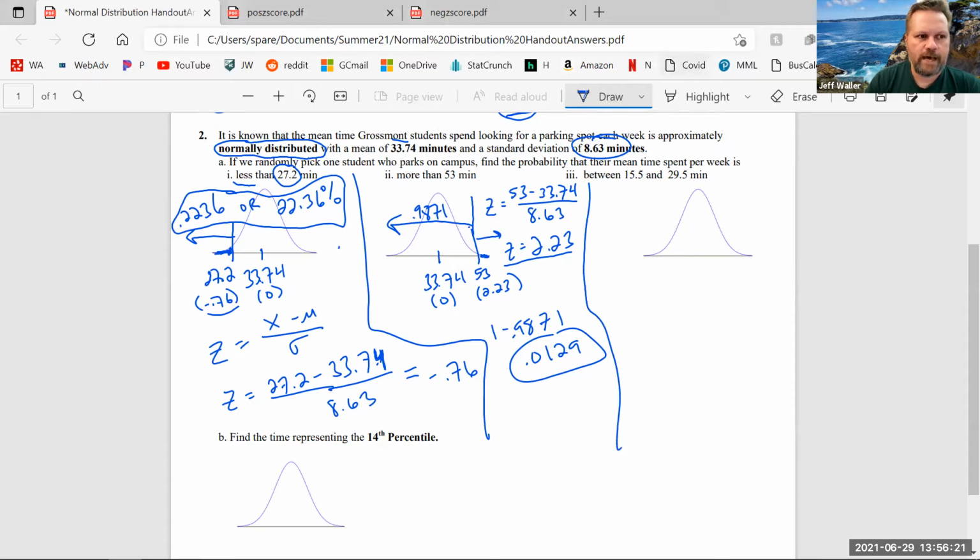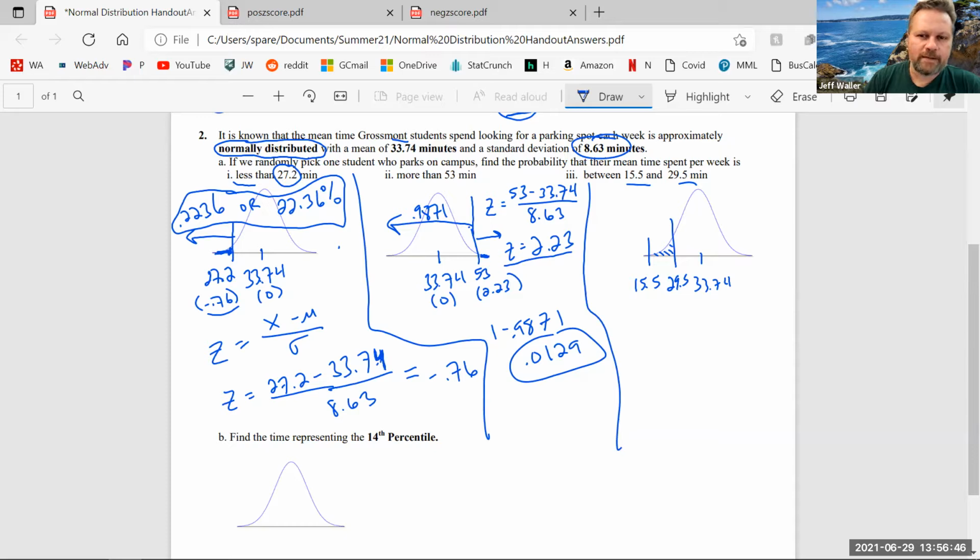So this guy is going to be a little more work, but it's basically the same thing. So this is kind of like two problems in one. I have two things that I have to change into z-scores. So in the middle goes my 33.74. There's 15.5 way down there. There's 29.5 there. I want to know this area here.